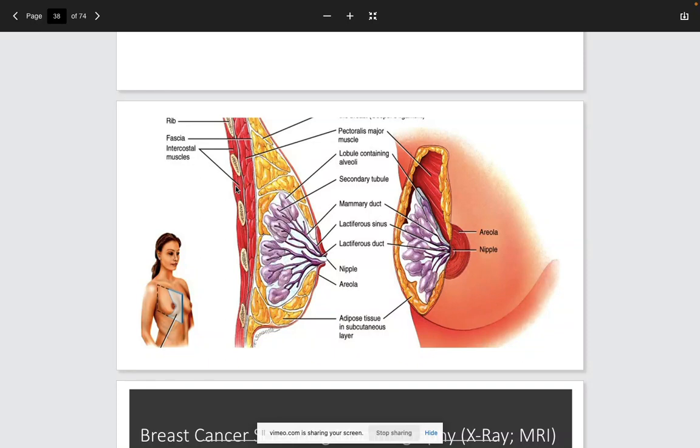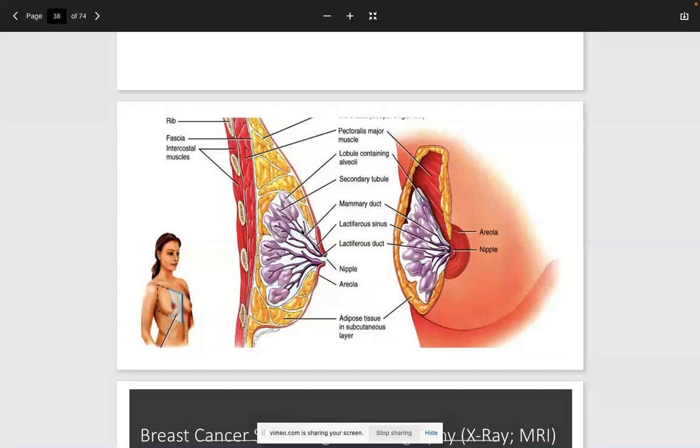As you get more anterior, you're going to see something called the pectoralis major muscle. This is just your chest muscle, right? This is what's responsible for bench pressing. As you get more anterior here, you're going to start getting into some fat. Again, the breast is largely made up of fat. Once we get into the actual duct system itself, you'll see these lobules containing alveoli present within here.